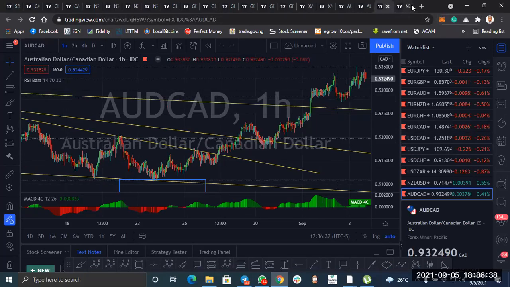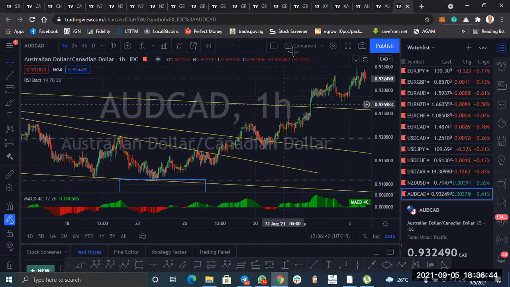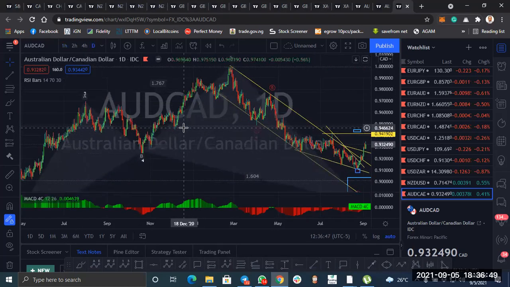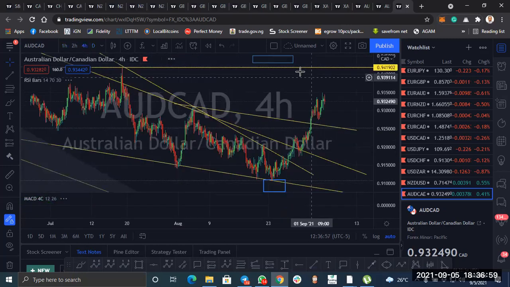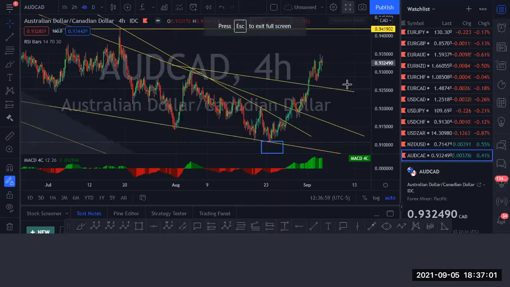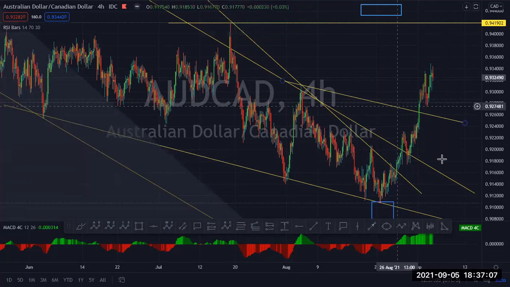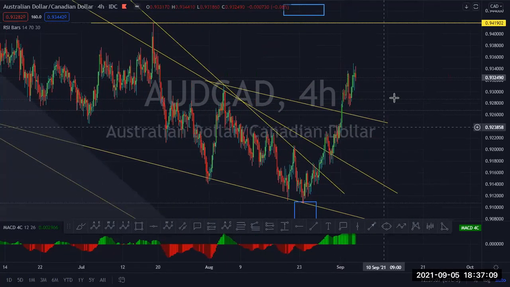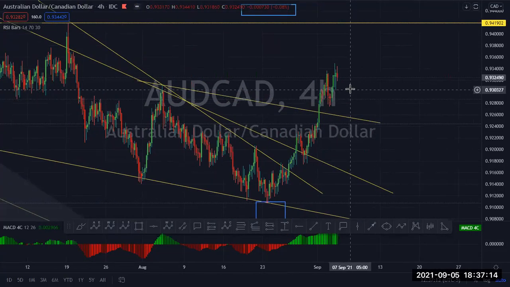AUD CAD, let's check 4 hours, or let's see daily. Oh, this is so interesting. Daily has broken a channel, which means the buying will be much. So let's see 4 hours at once. You can see on 4 hours, the buying, the first channel broken, second broken, third broken. So what are we waiting for? Nothing.